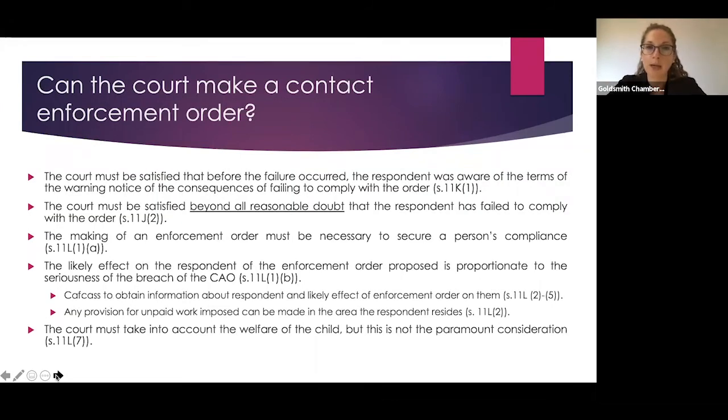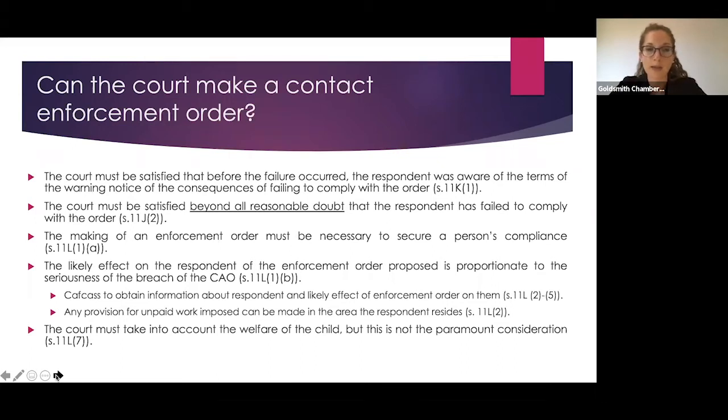So when can the court make an enforcement order? The court needs to be satisfied of a number of things before it can make an enforcement order. First, and I touched on this earlier, the court needs to be satisfied that the failure to comply with the child arrangements order occurred after a party, so the respondent party, was made aware of the terms of the warning notice and the consequences for failing to comply with the order. It's for that very reason that it's very important that you make sure, before you make the application for an enforcement order, that the order does in fact have that warning notice attached to it.